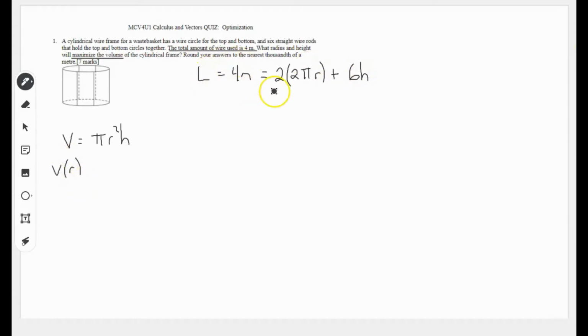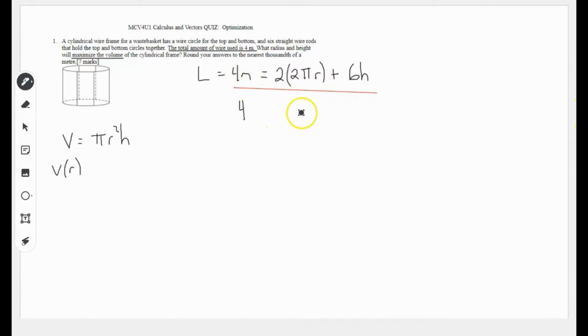And so what I can do then is take this equation here, solve for h, and substitute that back into volume. If I do that, I will have a function for volume which is only in r, and then I can find the derivative. So let's start there. We're just going to rearrange this equation here. I can start by just taking 4. I'm not going to write m, because when I do that, a lot of people think m is some sort of variable. That's just the units, 4 meters. So I'm just going to leave it as 4.